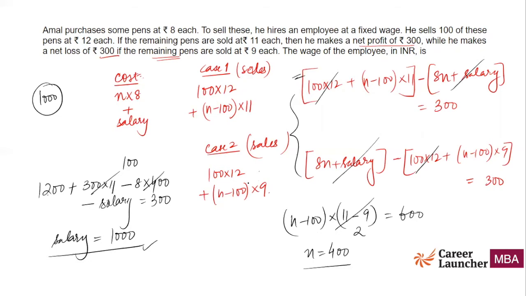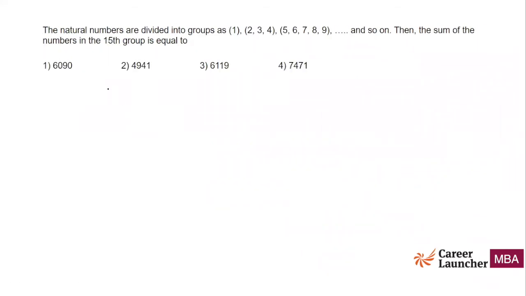So we have the natural numbers divided into groups as 1, 2, 3, 4 in another bracket, 5, 6, 7, 8, 9 in another bracket, and so on. Then the sum of the numbers in the 15th group is equal to, okay, let's look at the options. Options are huge and the last digits are different. Second and fourth are the same, but the values are very far. So we will not be solving it entirely.